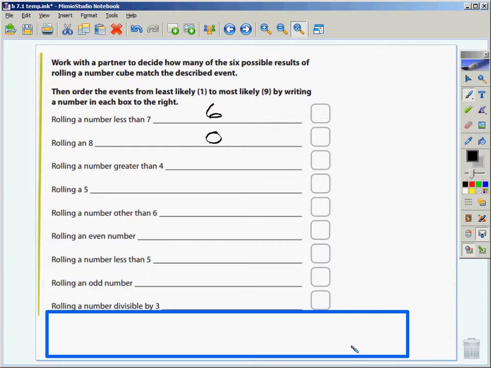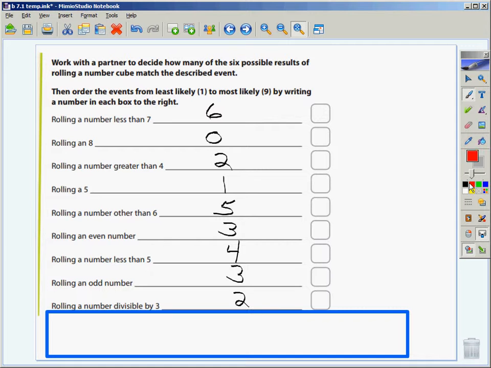Rolling a number greater than 4. How many times could we do that? 2. Rolling a 5. 1. Rolling a number other than 6. 5. Rolling an even number. 3. Rolling a number less than 5. 4. Rolling an odd number. 3. And rolling a number divisible by 3. 2. 3 is divisible by 3, and 6 is divisible by 3. None of the others are.